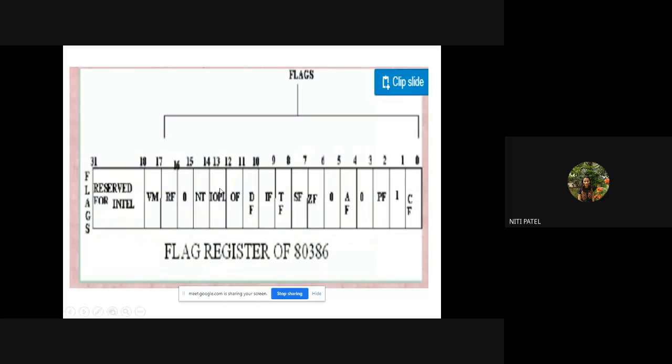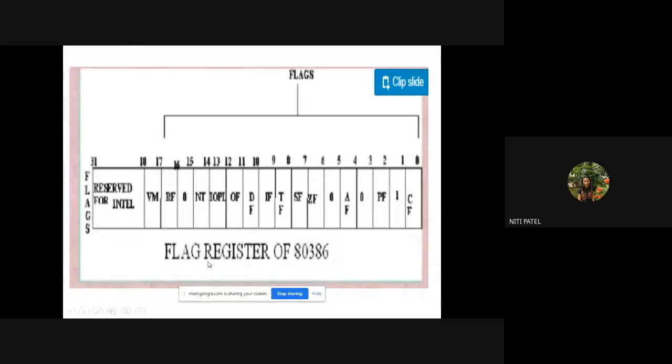Now, there is something new from bit number 13 to bit number 31. What are those? IOPL, NT, 0, RF, VM, and reserved for Intel. What are all these? These are something additional with respect to 80386. Whatever we discussed so far were common with your 8086.